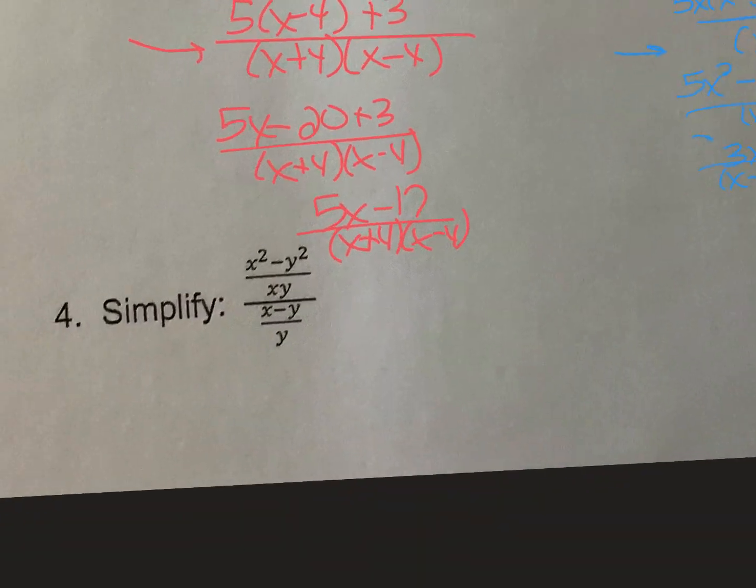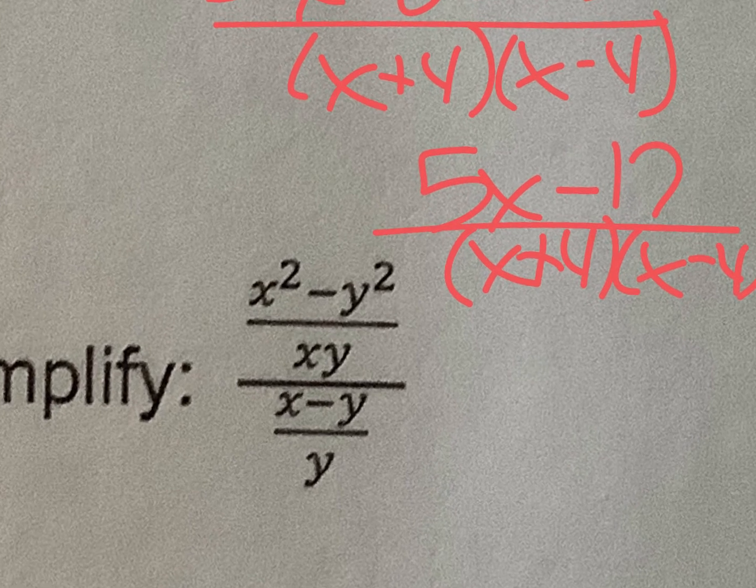All right, let's go to 4. Here we go, 4. This is called a complex fraction. 2 ways you can do this. I only showed you one way in class, which is pretty smart on my part. But there's another way. And if you ask me tomorrow when you come in, I'll show you that way. Maybe you like it better. I don't know. But I kind of like this way.